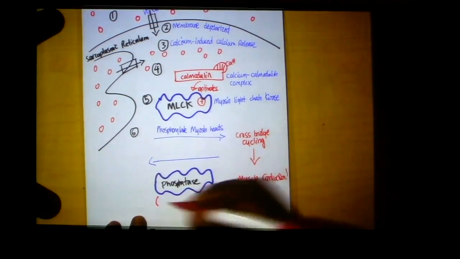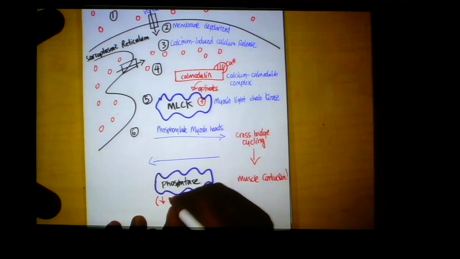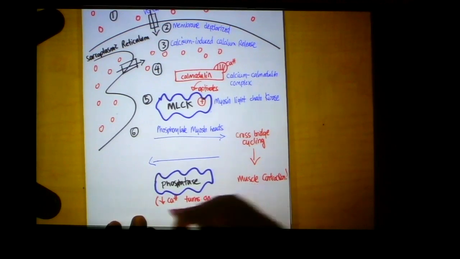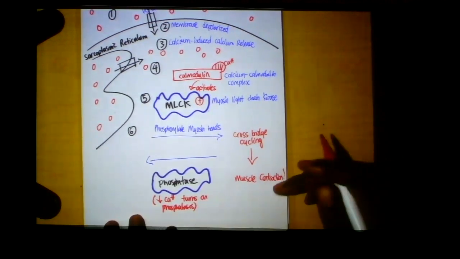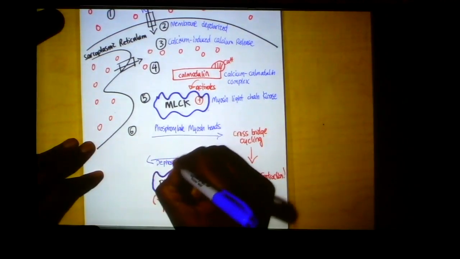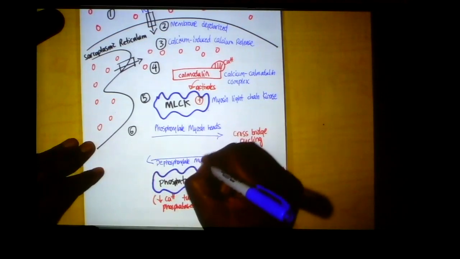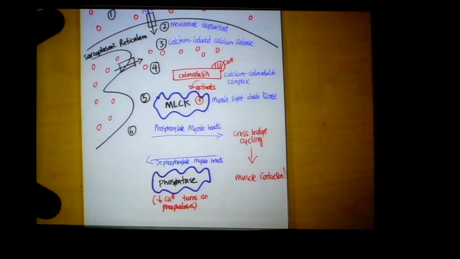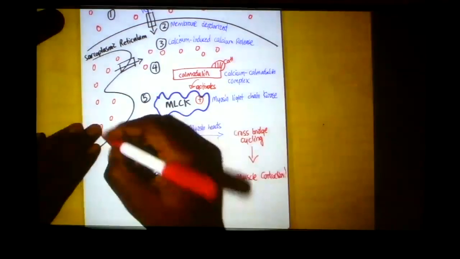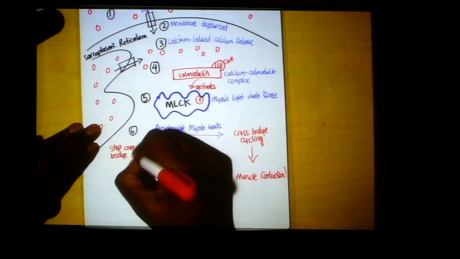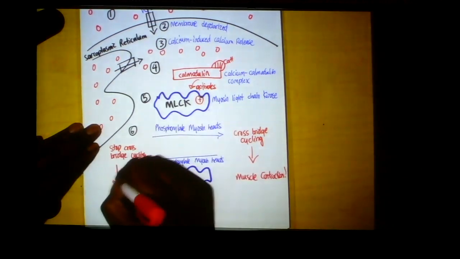So basically, when we have decreased calcium, we turn on these phosphatases. And that is going to dephosphorylate the myosin heads, okay? Dephosphorylate the myosin heads. And that is going to lead to cessation of cross-bridge cycling. And this is going to lead to muscle relaxation.